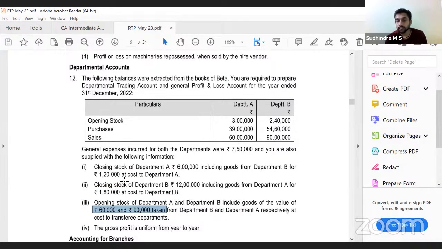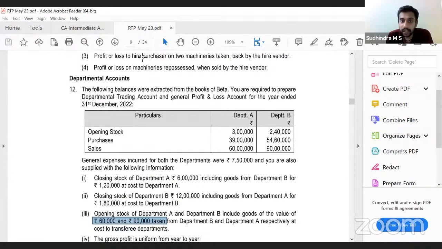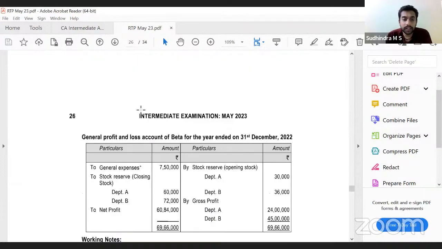We have calculated the gross profit in the trading account. With the help of that, we compute the gross profit percentage. If we apply the gross profit of Department A to the stocks of Department B, and the gross profit of Department B to the stocks of Department A, we get the closing and opening reserves. They can be posted to the respective sides of the general P&L, or we can calculate the net. Both are permissible. That is how it is computed.